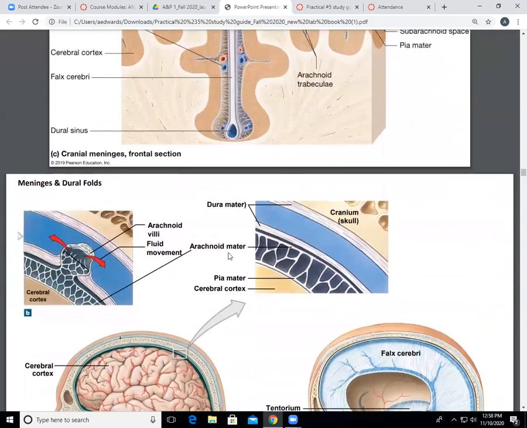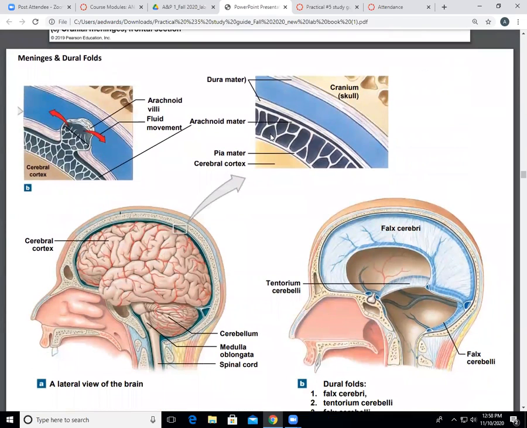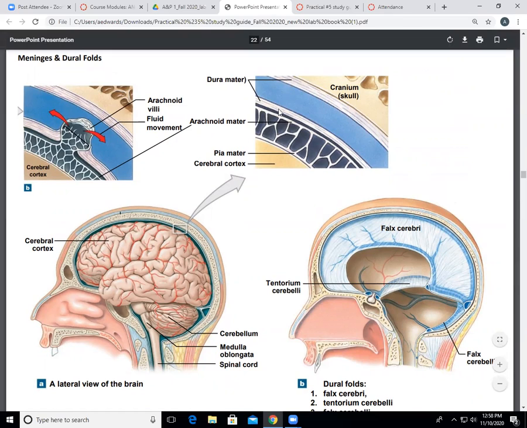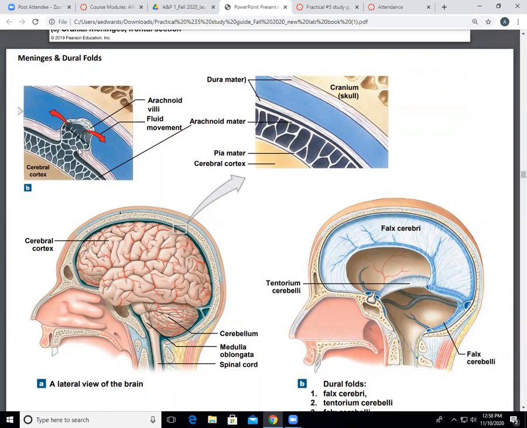Here's another view of the dura mater, arachnoid mater, subarachnoid space, pia mater, cerebral cortex. Sometimes part of that subarachnoid space pokes out into the dura mater. So you get this arachnoid villus breaking through the dura mater. Okay, this is an arachnoid villus.